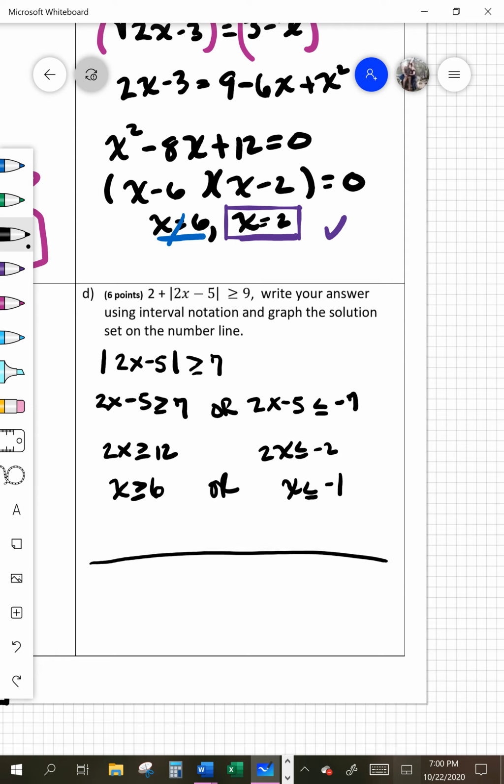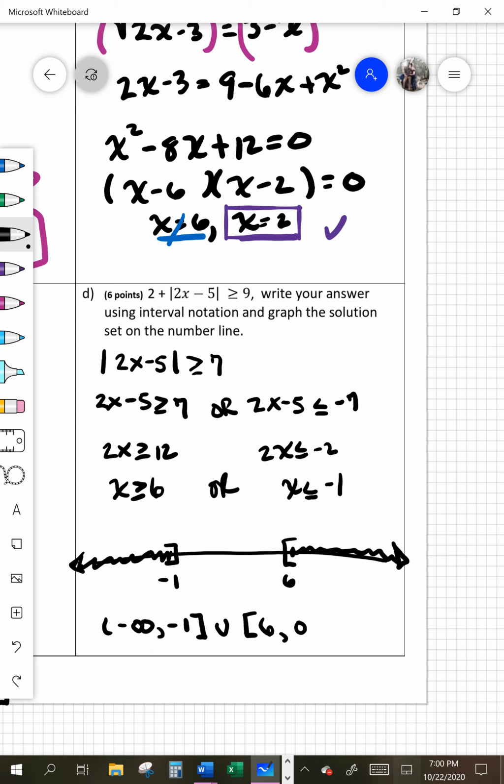And so anything which is less than or equal to negative 1, labeling that on the number line, would be everything shaded to the left. And then everything greater than or equal to 6. So find 6 on the number line, and it's everything greater than or equal to 6. So interval notation, we're looking at all numbers coming in from negative infinity, getting up to negative 1 and including, so bracket, union, all numbers from 6, including 6, so use a bracket, comma, infinity, parentheses.